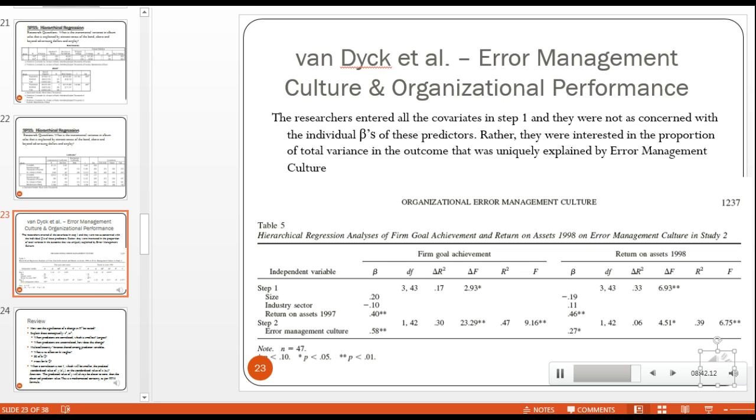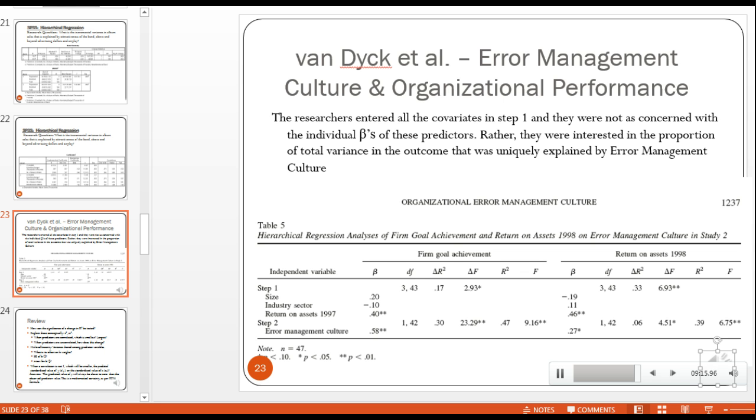So you can look for yourself. I'm not going to go through the return on assets in 98, but you can see that the pattern is the same, and we have a significant R squared incremental change from the addition of error management culture in the second block, and it's not quite as big as the first one, though. It looks like 0.06, so it's a 6% increase rather than a 30% for firm goal achievement.